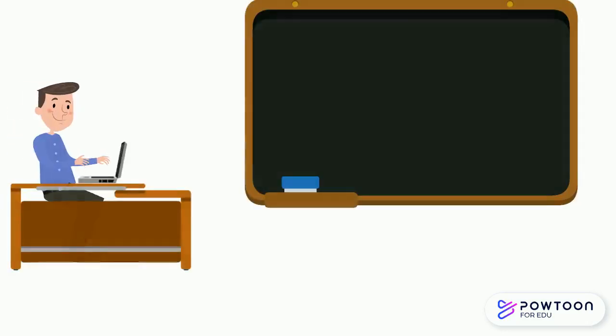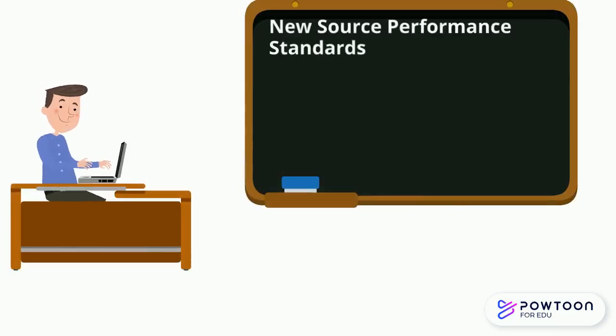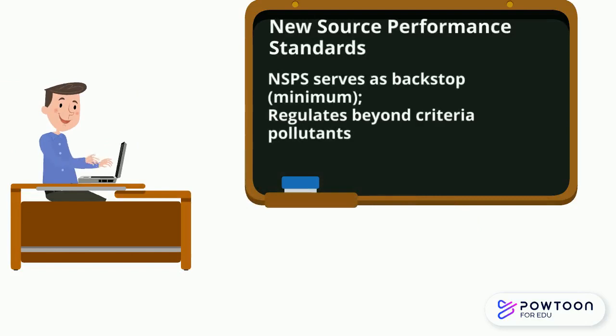And finally, as mentioned before, states cannot implement permits that exceed the NSPS limits if an NSPS standard exists for that source. NSPS also regulates beyond the criteria pollutants. It can regulate hazardous air pollutants, and it was used by the Obama administration to regulate carbon dioxide in its Clean Power Plan rule.